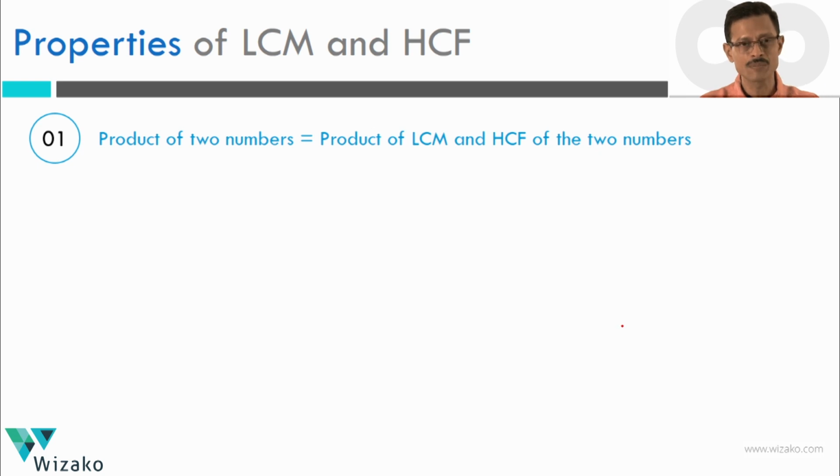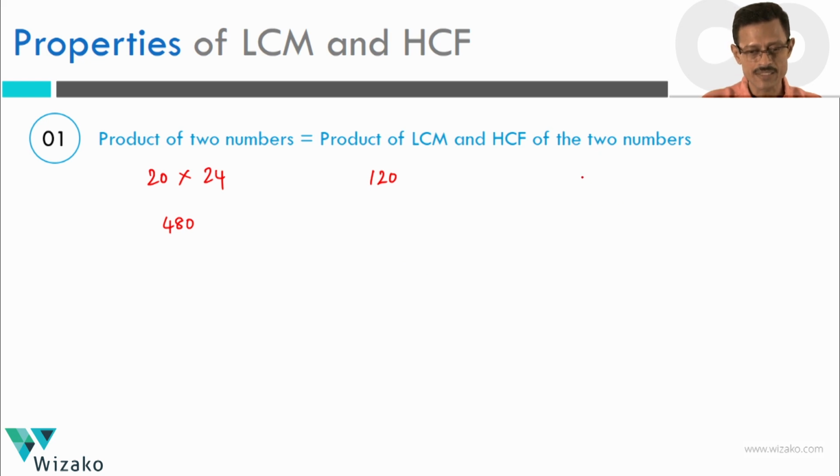First, I'll give you a numerical example. We'll check out whether this property is actually true. And then let's look at the basis for this property. Why does it work? Let's take this 20 and 24, which we used to find out the LCM. 20 into 24, the product of these two numbers, is 480. We know that the LCM of both these numbers is 120. We computed it a little while ago.